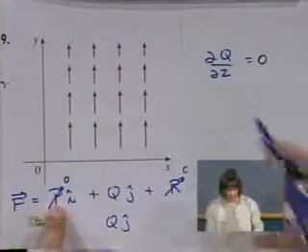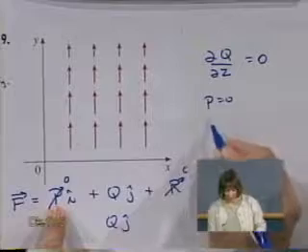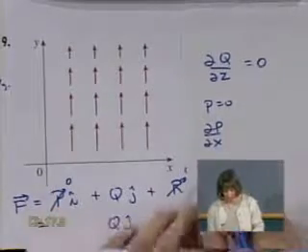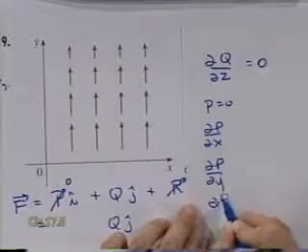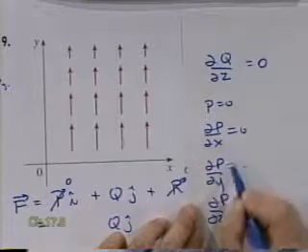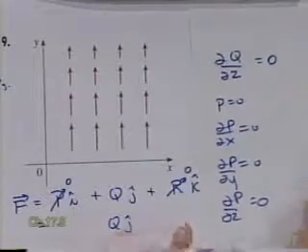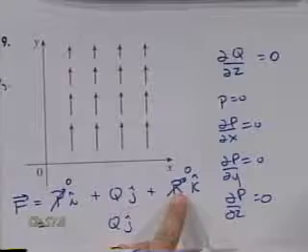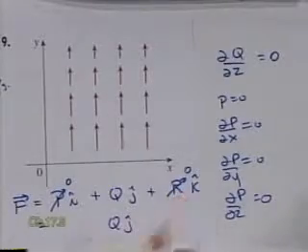Well, geez, if p is 0, then the partial of p with respect to x, the partial of p with respect to y, the partial of p with respect to z, all of these are 0. And if r is 0, the partial of r with respect to x, with respect to y, with respect to z is 0. So coming back here, let's see if we can eliminate a few things here.